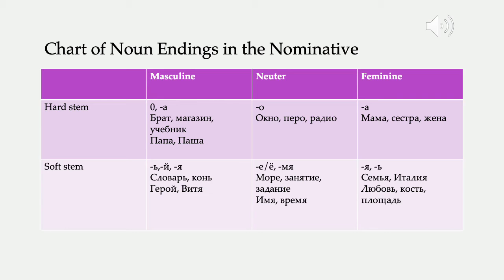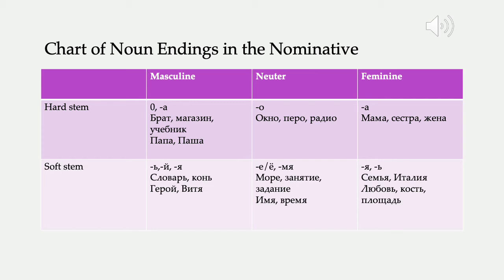So masculine hard stem nouns, as you can see here, are normally going to have a zero ending. They are going to end in a hard consonant. For example, brat, brother, magazin, store, учебник, textbook. And these are by far the most common form of hard stem masculine nouns. The vast majority of masculine nouns you meet are going to end in a hard consonant.